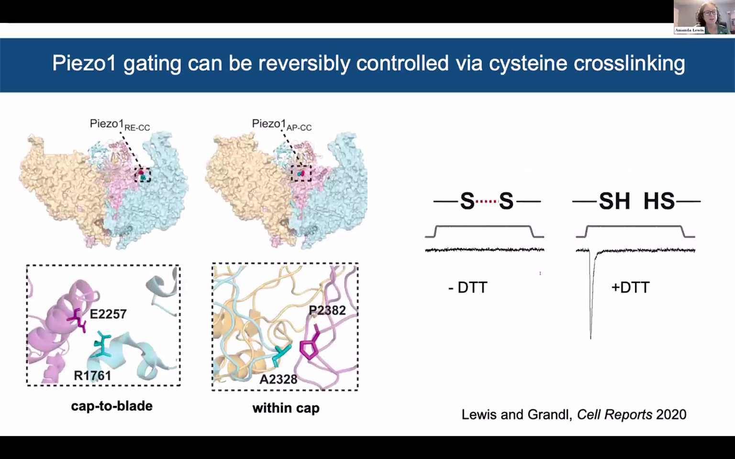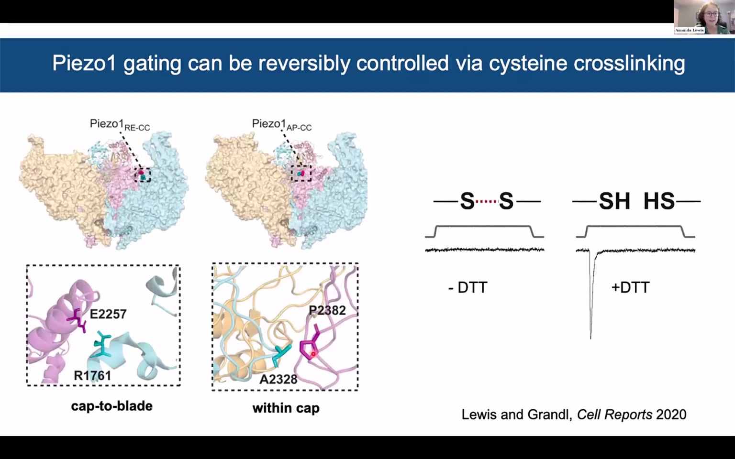And to answer this question, we took advantage of 2 double cysteine mutants that we had already designed in the lab that can be used to reversibly control gating via cysteine cross-linking. So the first pair links the cap of the protein to the blades of the protein. So we think that it must prevent the blades from flattening. It locks the channel shut in that way.